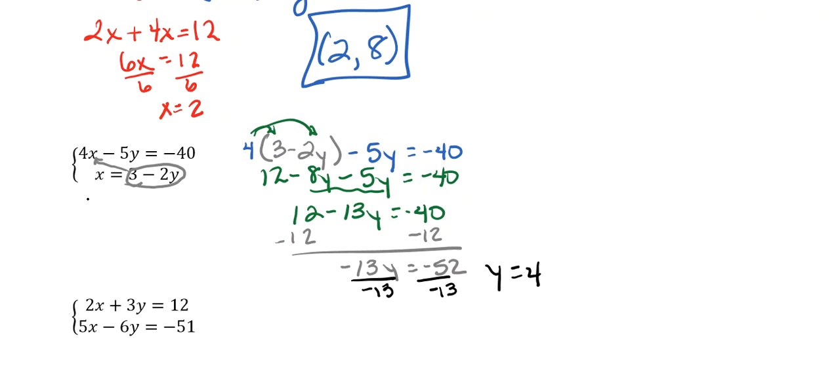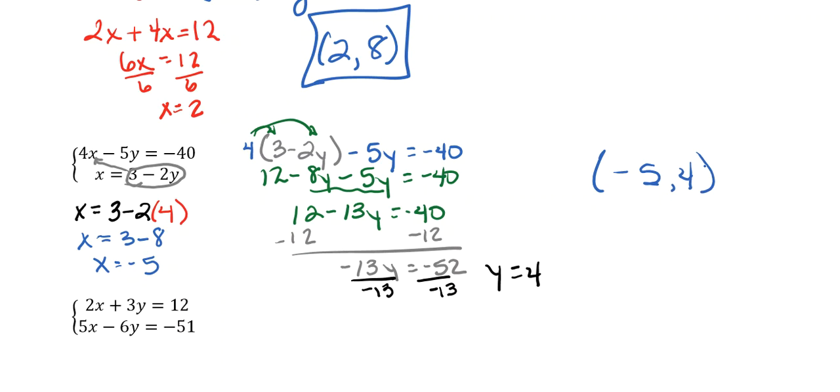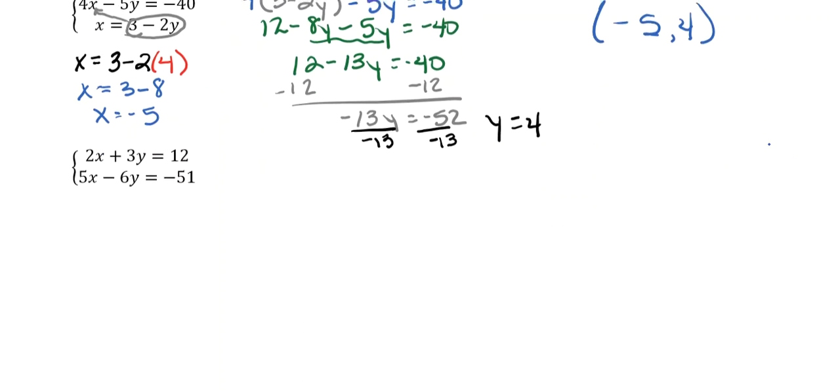So then I'm going to come back here, and x equals 3 minus 2 times y. I already found out that y is 4. So x is 3 minus 8. 3 minus 8, my x is negative 5. So my answer is negative 5 and 4. So really, any of these can be solved with any of the three methods. I'm just going through the substitution method.